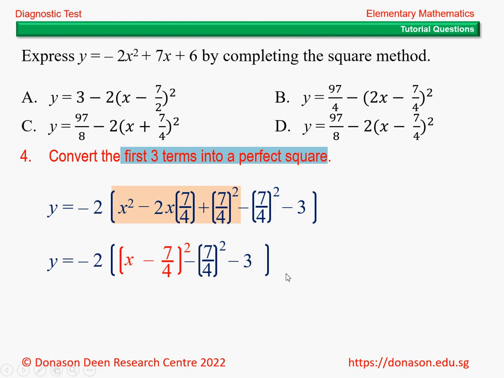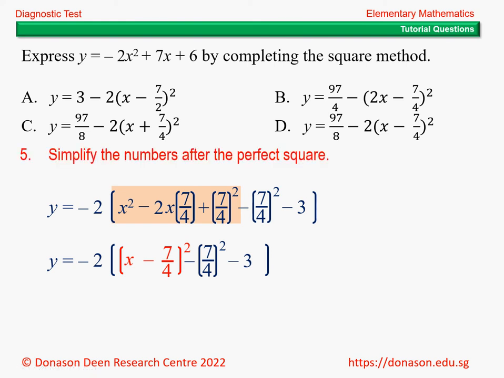So I'm just copying it down. The next step is simplify the numbers right after the perfect square. So we're going to throw in the square for the 7 and we can throw in the square for the 4. So that's of course going to become 49 over 16. So 7 squared is of course 7 times 7, that's 49. 4 squared is 4 times 4, that would become 16. So this number is 49 over 16.